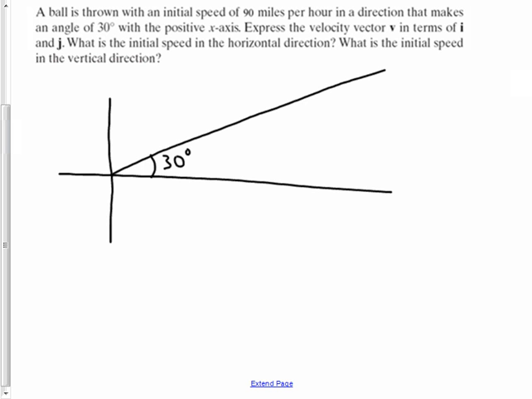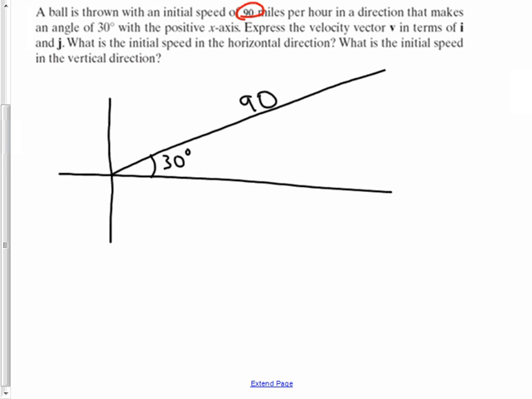That's what the magnitude represents. It's the length of the hypotenuse. So we have our magnitude right there of 90 miles an hour, and I can write that as 90. So I have my magnitude and I have my direction. I'm going to write this velocity vector, which I'm going to call V, in terms of i and j.